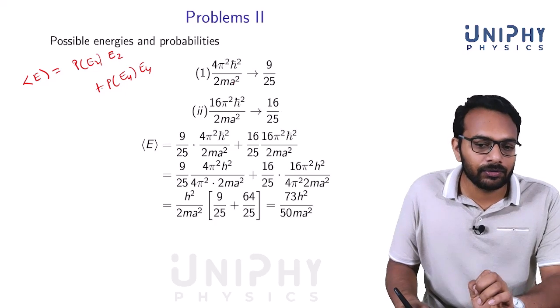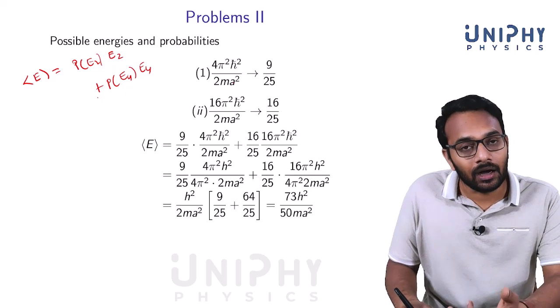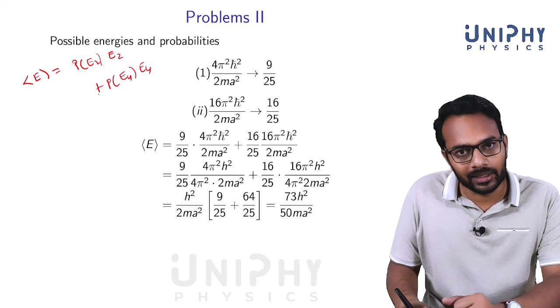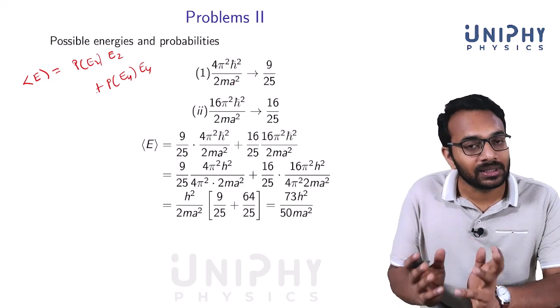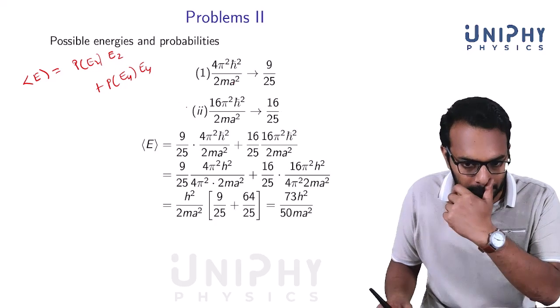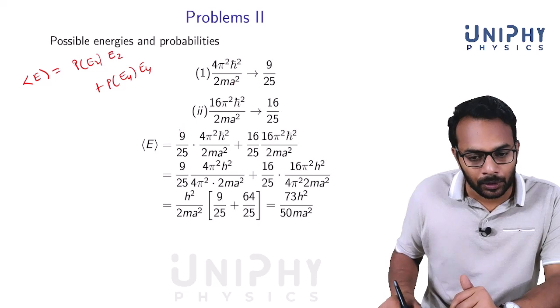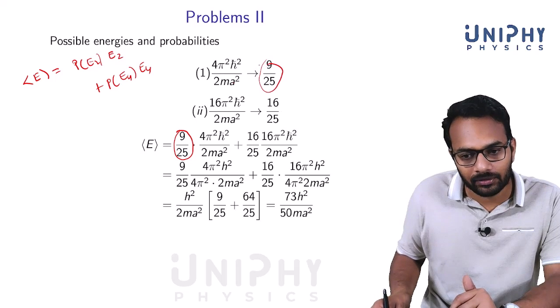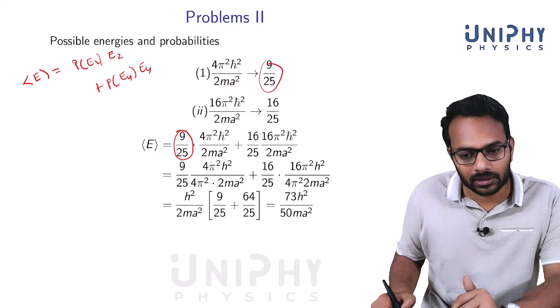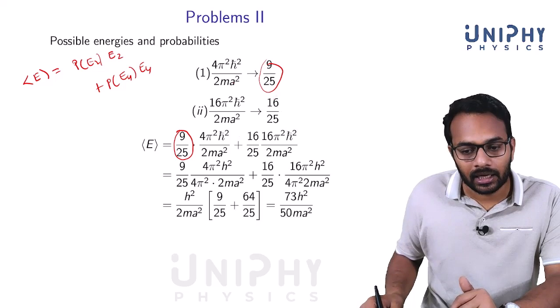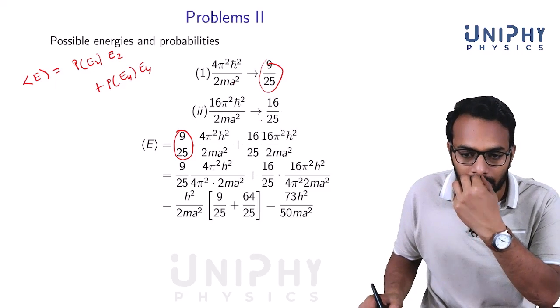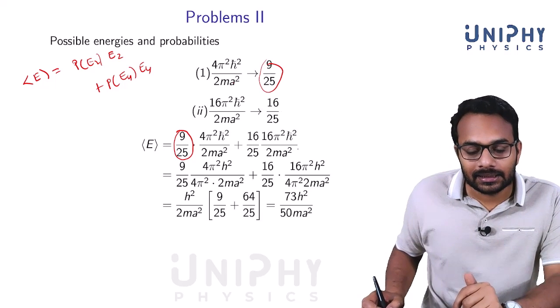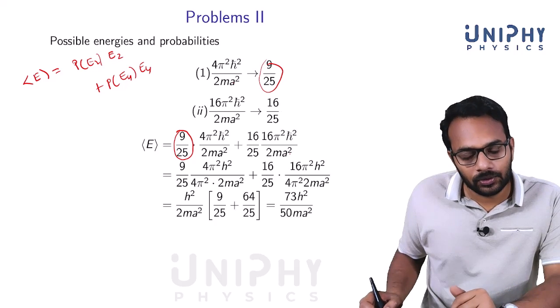What we mean by expectation value is the average energy. These have the same meaning. You make a number of measurements, what's the average value you will get? That's exactly what we'll do here. With probability 9 by 25, we measure the energy 4 pi square h cross square by 2ma square. And with probability 16 by 25, we measure energy 16 pi square h cross square divided by 2ma square.